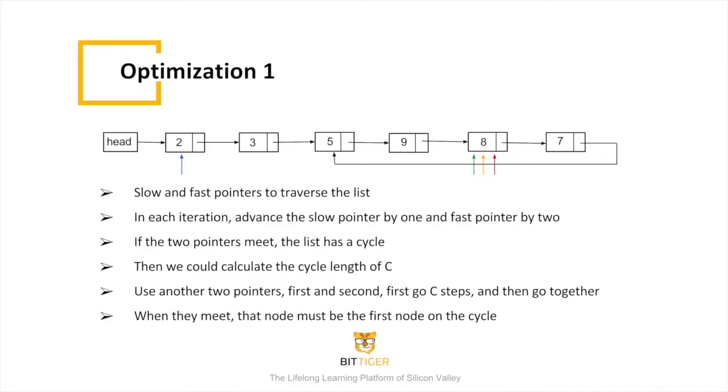Then, we use 2 more pointers starting from the head. These are the green and blue pointers. Green advances the length of the cycle first. After that, green and blue go together one by one. They will meet at the start node of the cycle, which in this case is 5.